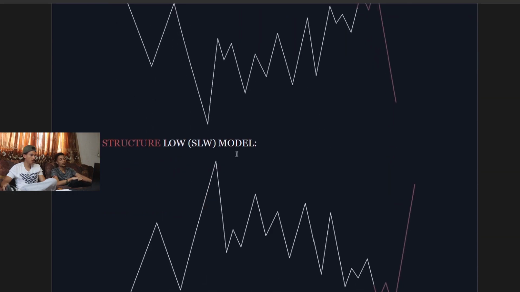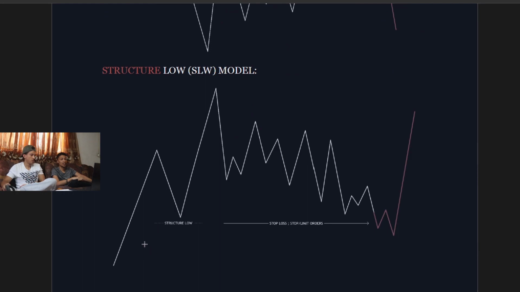And this is basically your structure low, which is just reversed. So this is an uptrend. It creates, here's your high, creates a higher low. So this is your structure low here at the bottom. And on the pullback, or your swing low, it could be another term, could be your swing low.